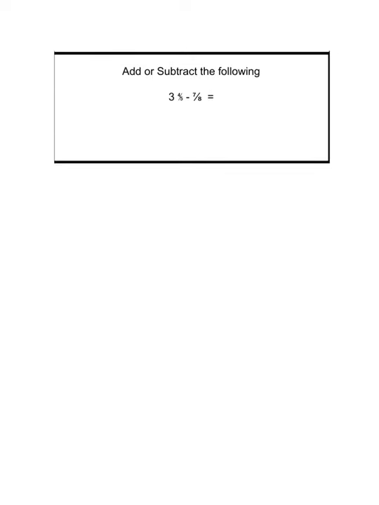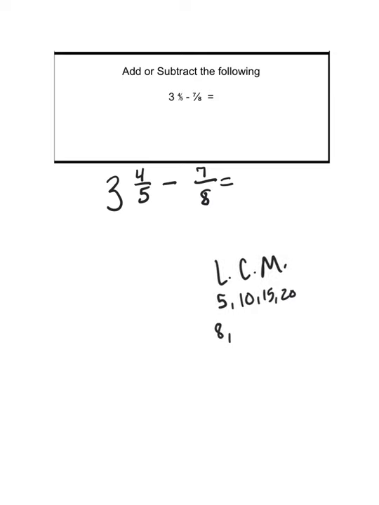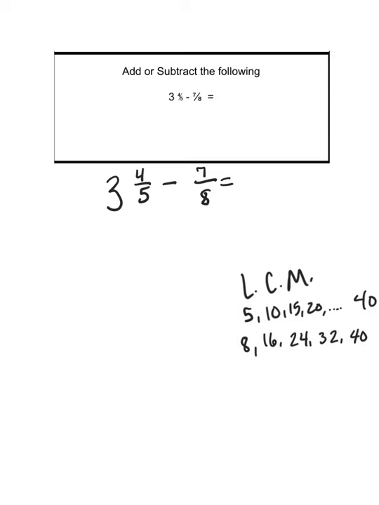We're going to subtract 3 4/5 minus 7/8. In order to subtract this, I need to find the least common multiple for 5 and 8. And I can already tell it's going to be bigger than what I gave myself space for. So you need to list the multiples of 5 and 8. Okay, 40 is the smallest multiple that 5 and 8 both have in common.